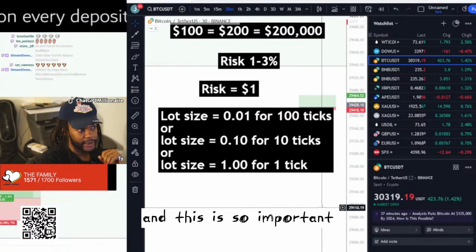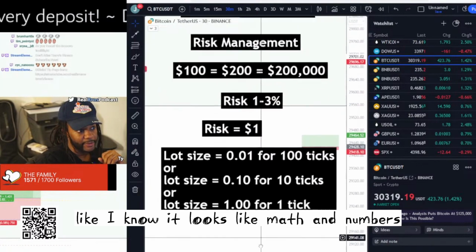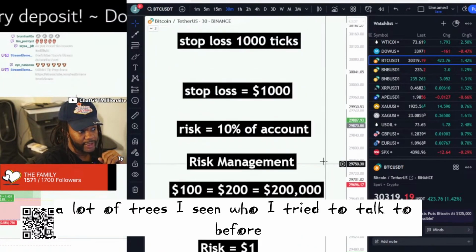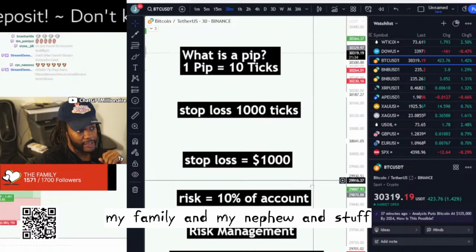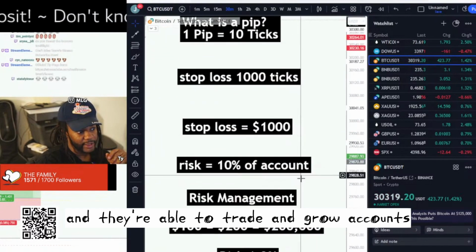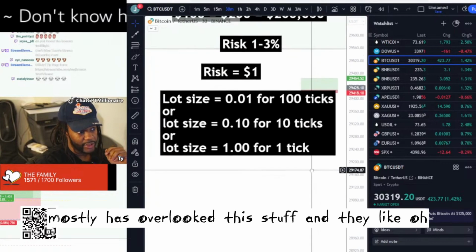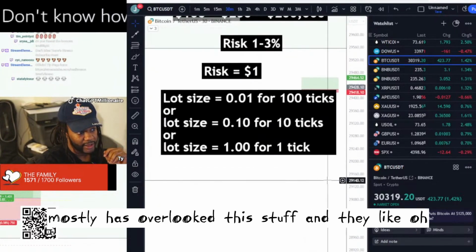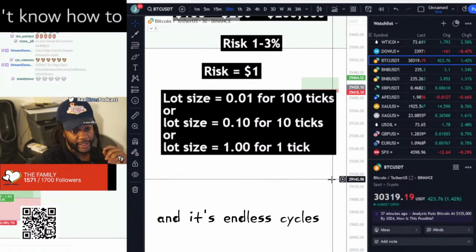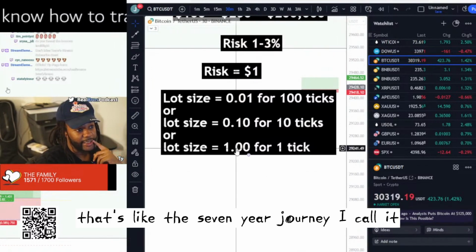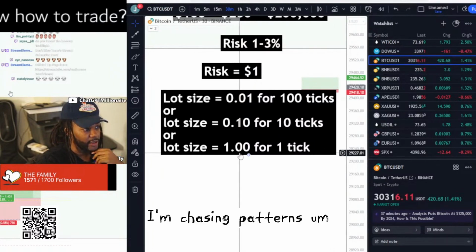And this is so important. I know it looks like math and numbers. A lot of traders I've seen, like my family and my nephew, know this stuff and are able to trade and grow accounts effortlessly. Most traders overlook this and are like, show me a pattern, show me a candle, show me something like that. And it's an endless cycle. That's the 7-year journey, I call it, of chasing patterns.